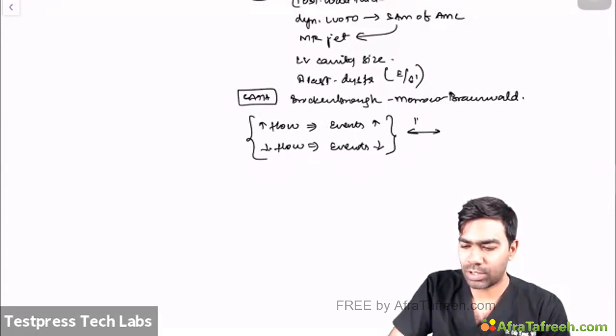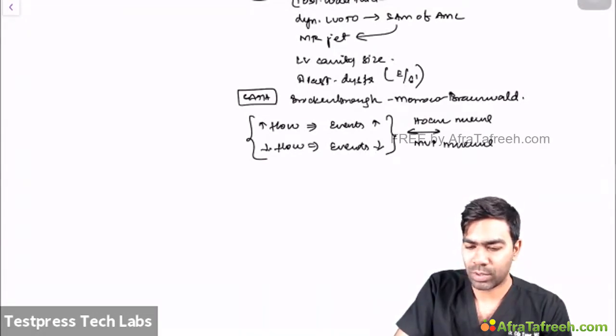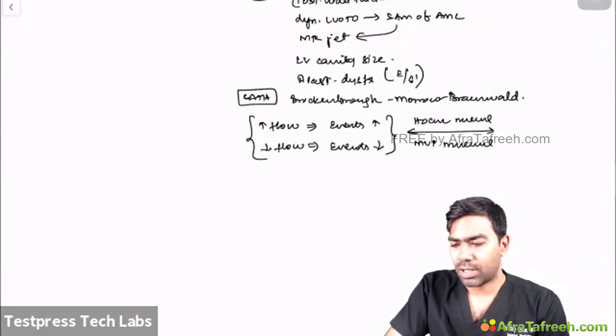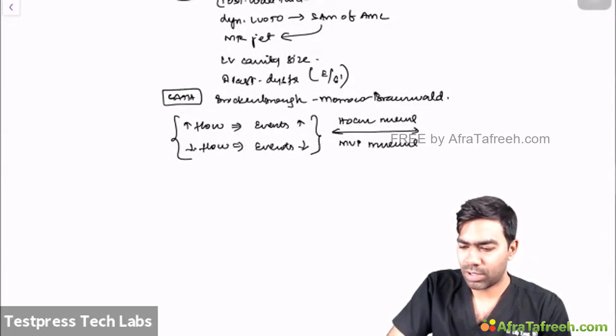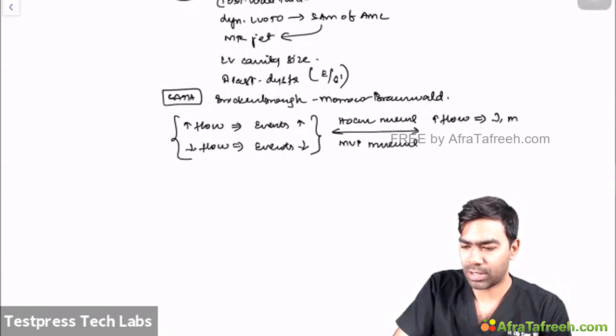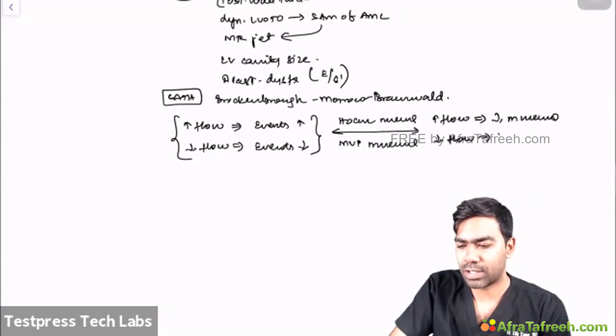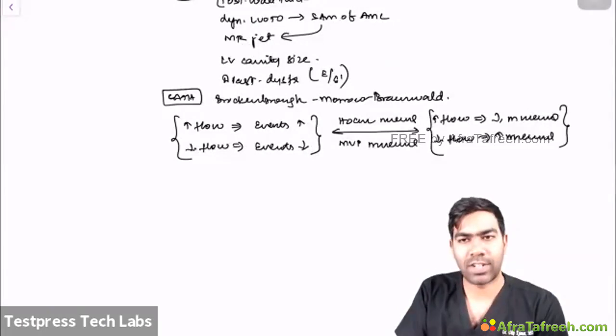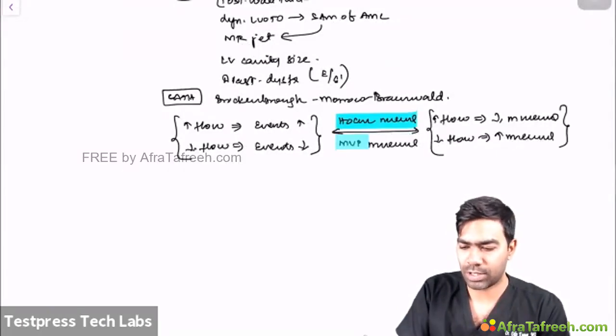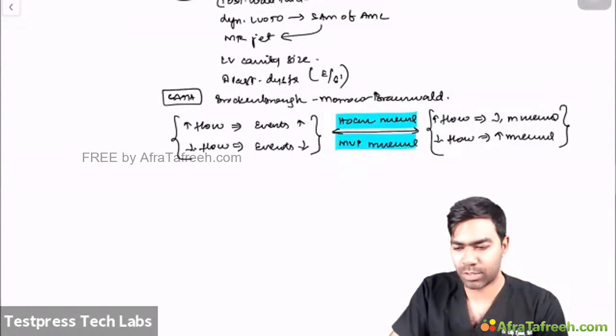But you know, the HOCM murmur and the MVP murmur, that is the mitral valve prolapse murmur, are going to defy this rule and this principle. For example, with the HOCM murmur, whenever there is more flow, you're going to get a reduced murmur. Whenever you have reduced flow, you're going to get an increased murmur. Remember, it's opposite. I told you already. These are the only two conditions that violate the principle.